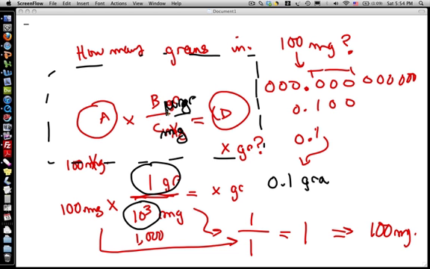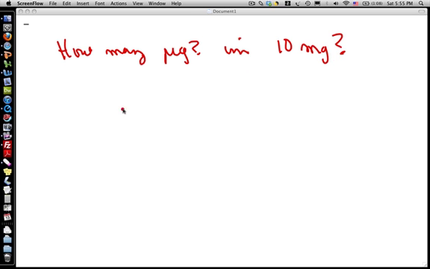That's harder because conversion tables always compare milli to gram, and we're trying to compare milli to micro. And so I'm just going to make up an example of that. So we could say, how many micrograms are in 10 milligrams? The best way to do that is just to do the problem in 2 steps.